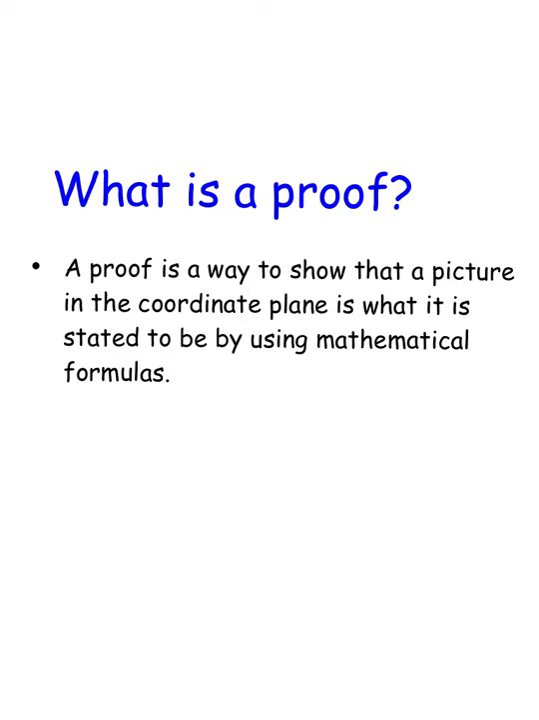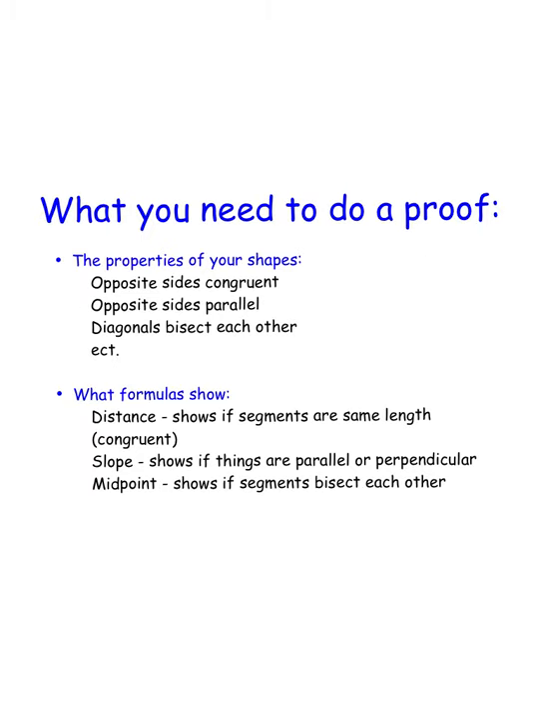The first thing that we need to go over is what is a proof. A proof is a way to show that a picture in the coordinate plane is what it is stated to be by using mathematical formulas. To do a proper proof, you need to know the properties of your shapes, whether the opposite sides are congruent, if the opposite sides are parallel, if the diagonals bisect each other, if all four sides are congruent, etc. You need to know what the formulas show.